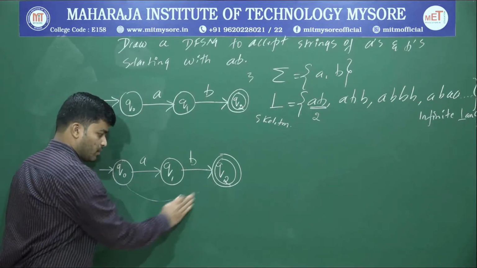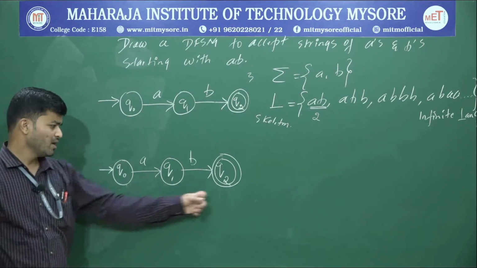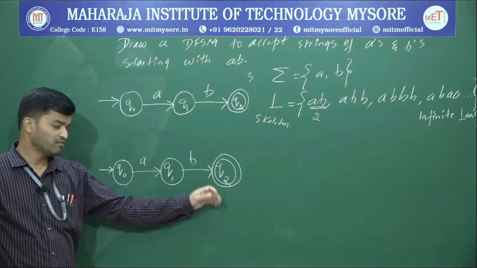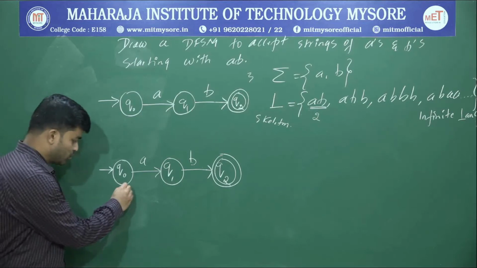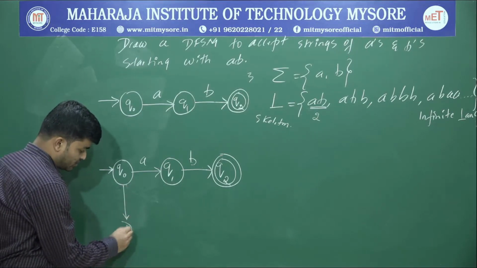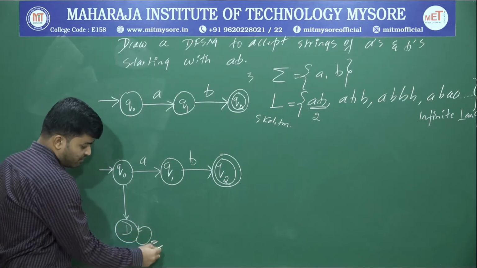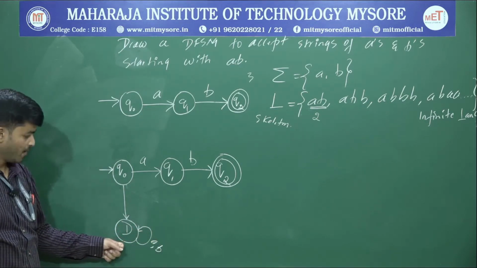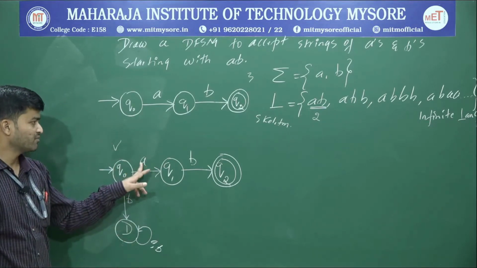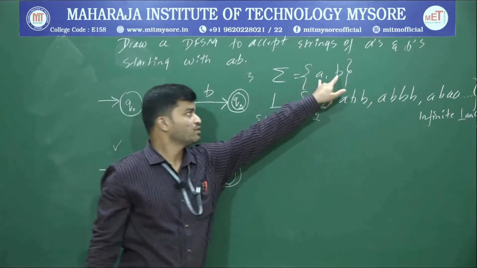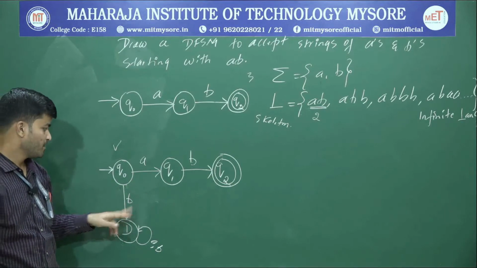So a loop is not possible. Connecting to Q1 is not possible. Connecting to Q2 is also not possible. If there is no other option, you have to go with one state, and that state is called the dead state. Once you reach the dead state, you remain within the dead state upon B. So now Q0 is over, because there's a path for A and a path for B, and sigma is just A, B. Now Q0 is over.